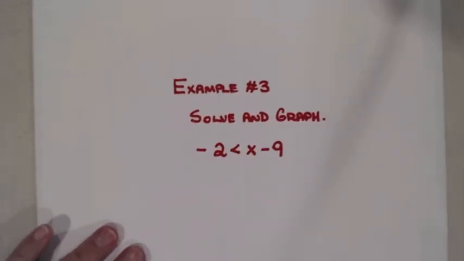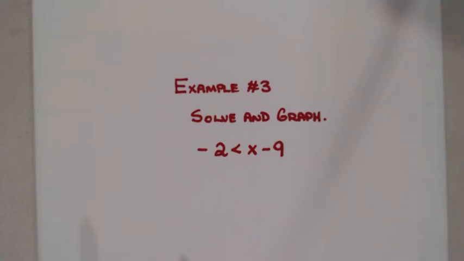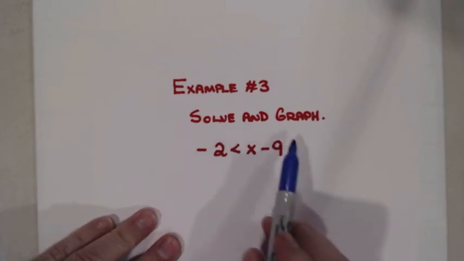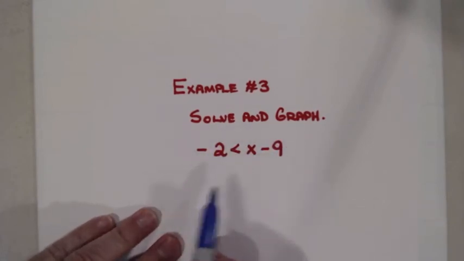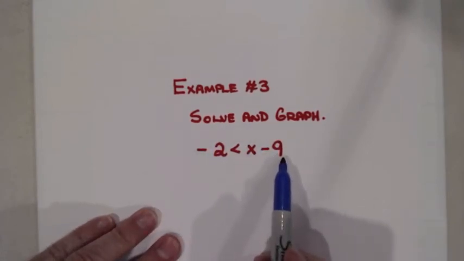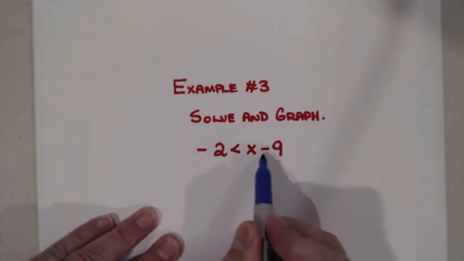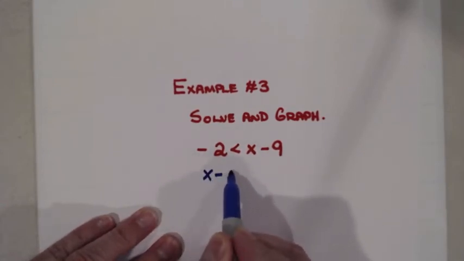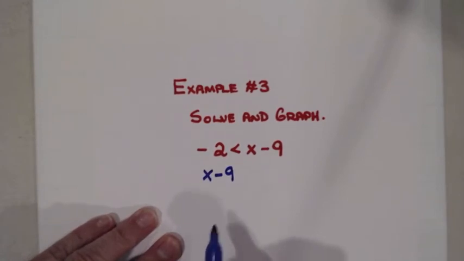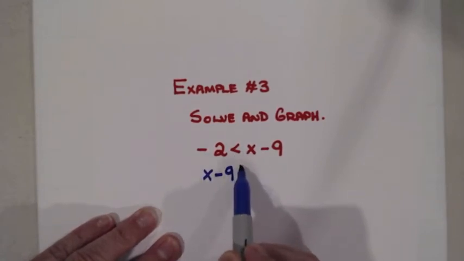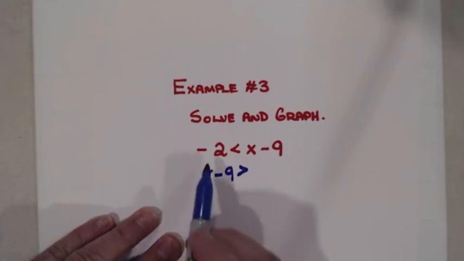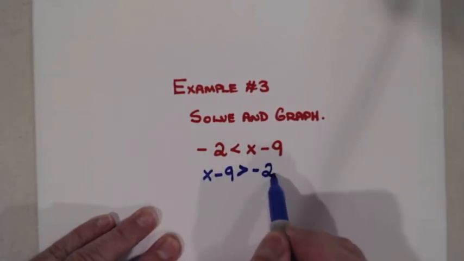Example number 3. Remember, to solve an inequality, you solve it just like an equation. But we need to remember some other rules. And one of the rules is this. The variable is supposed to be on the left side. It is not on the left side. That means I need to flip this entire thing around. I take everything on this side and put it on the other side. This is x minus 9. X minus 9 needs to go on this side. Since I'm flipping it, that inequality symbol needs to be flipped. Negative 2 now goes on the other side.